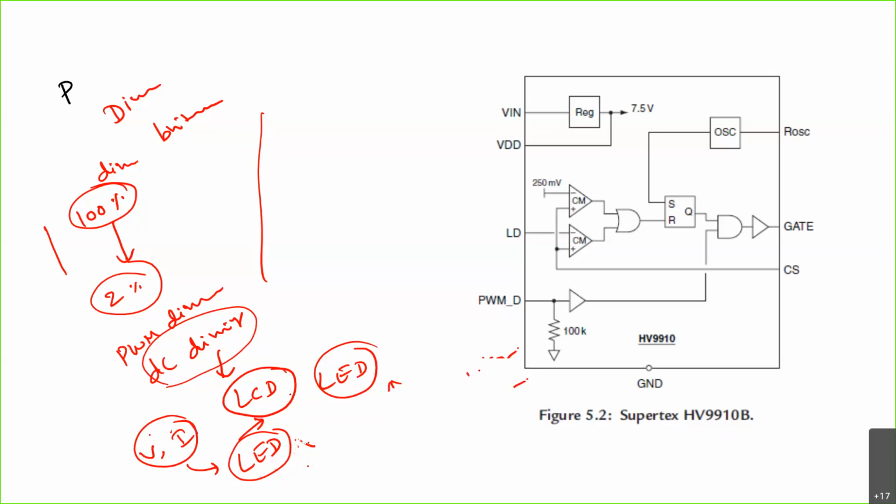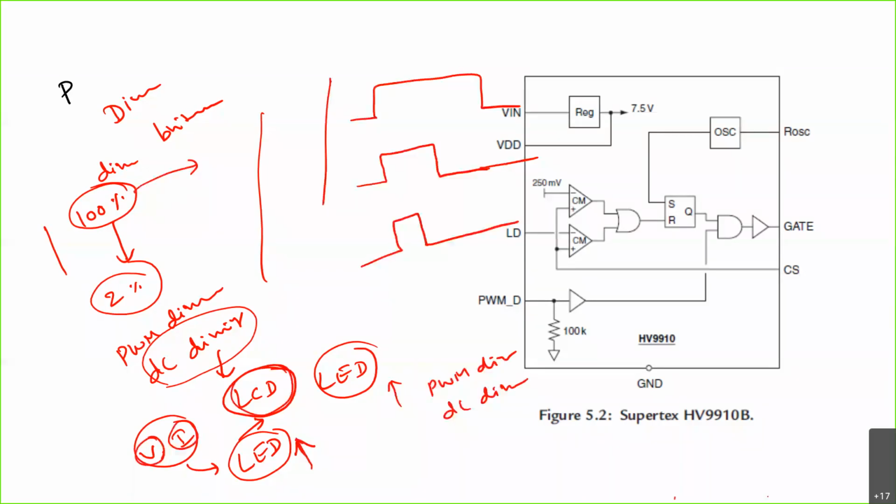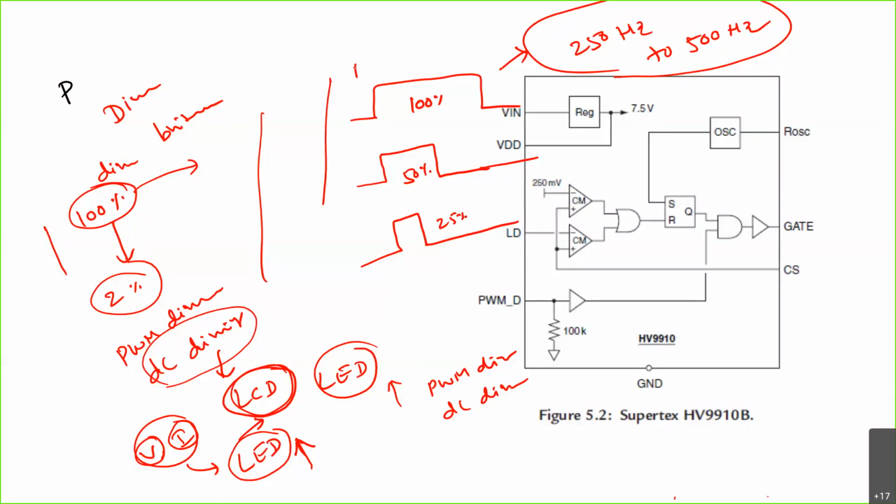Generally these will operate in the range of 250 Hz to 500 Hz. It's not kilohertz, it is 250 Hz, sorry, 250 Hz to 500 Hz range. So this is corresponding to 100%, this is corresponding to 50%, and this is corresponding to 25% of the brightness, right? So this is PWM dimming.